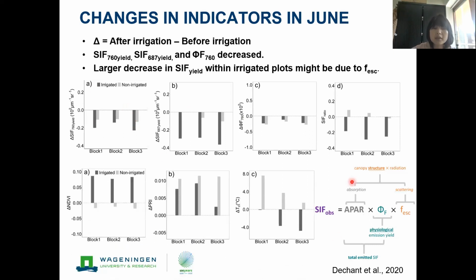And for the SIF in the irrigated plot, it also decreased, which might be due to the NPQ increase. The NPQ in the irrigated plot is also triggered to cope with the higher temperature on the second day. So we see a decrease in the fluorescence. But we see the fluorescence yield has a larger decrease in the irrigated plot than the non-irrigated plot. So we suppose it should be related to the fluorescence escape ratio here, and more research should be conducted to look at this parameter.